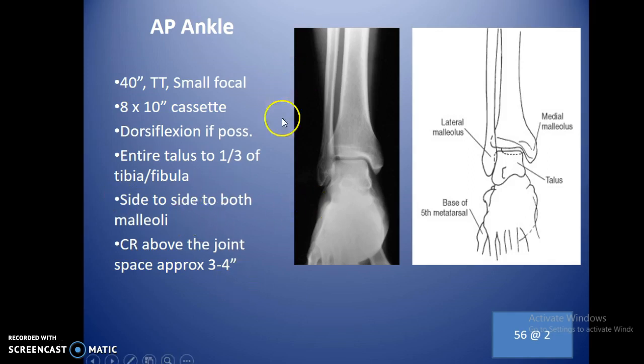Side to side, just make sure you got both malleoli. That's this portion here and this portion here. CR above the joint space approximately 3 to 4 inches.